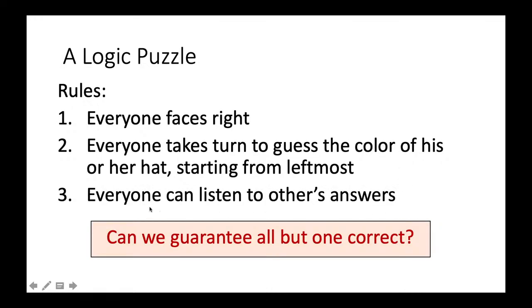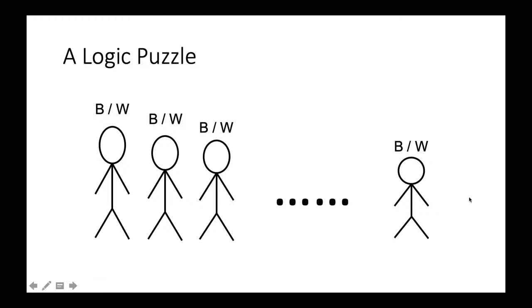And then every one of them can listen to the answers of the other people. So we want to find out, is there a way that we can guarantee all of them are correct? Okay, but we can allow one wrong answer. So we want to make sure that, let's say, when there are 20 people around, can we make 19 correct guesses?